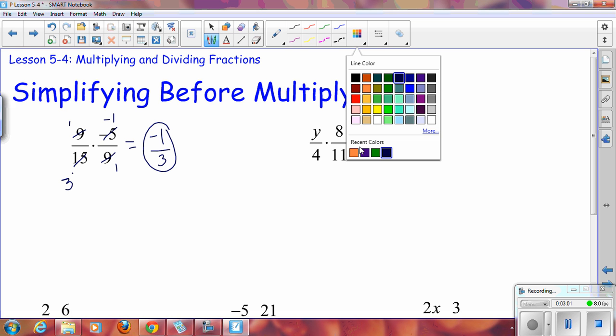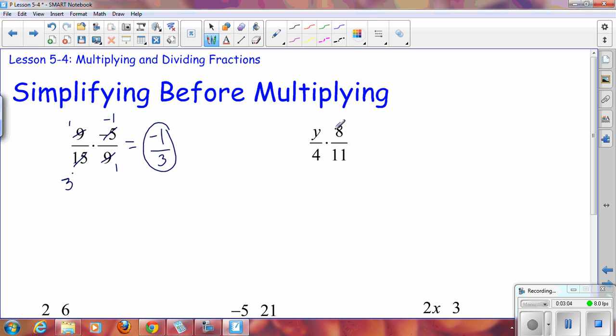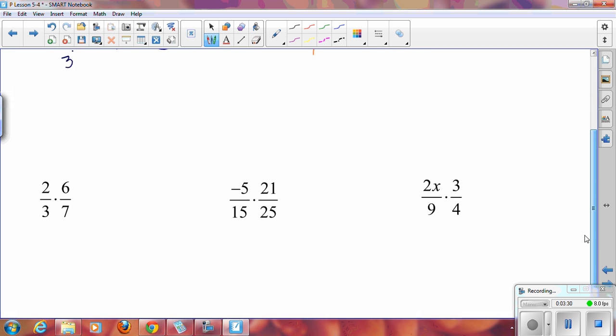Okay, let's try another. Okay, we've got y/4 times 8/11. The 4 and the 8 are both divisible by 4. So divide them both by 4 and you get a 1 on the bottom and a 2 on the top. Y times 2, we always put the number first, so that becomes 2y. And 1 times 11 is 11. So you've got 2y/11.